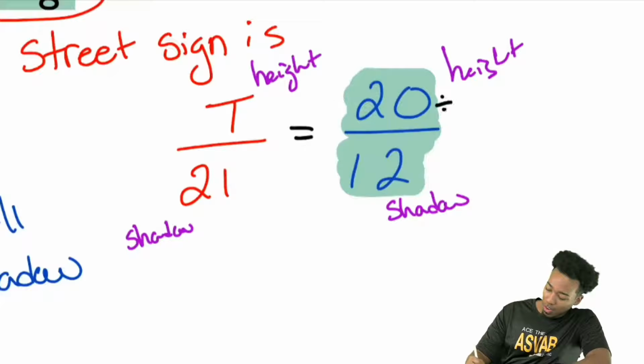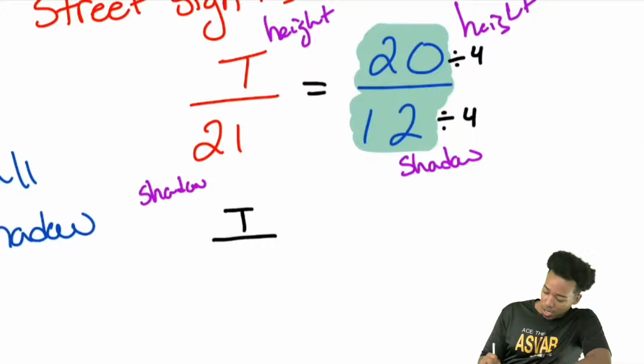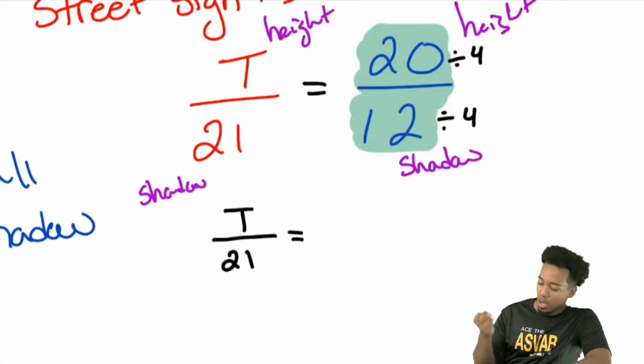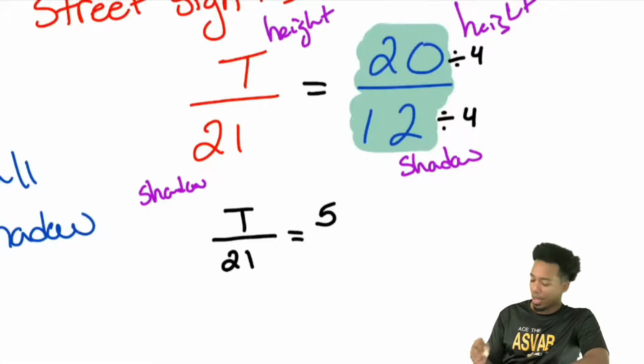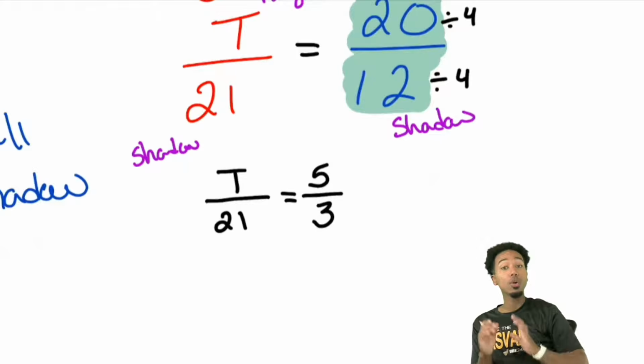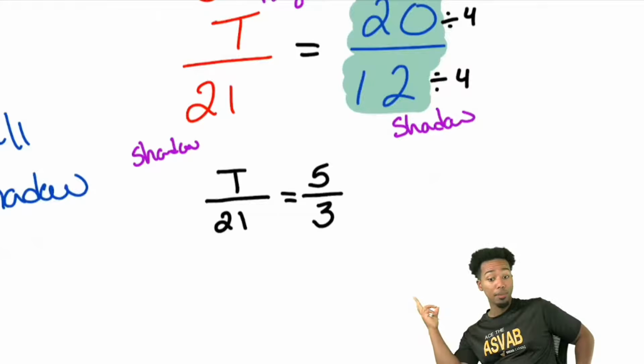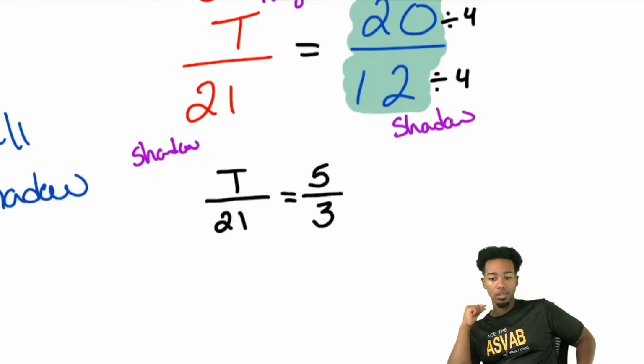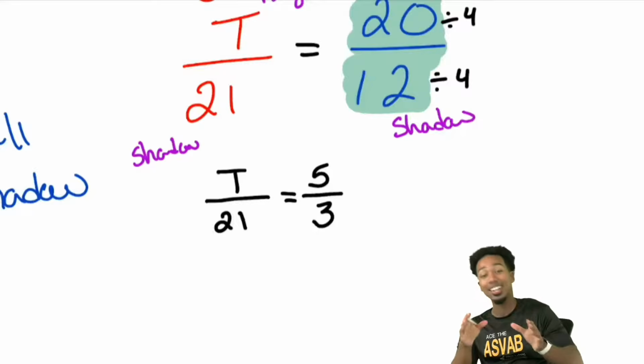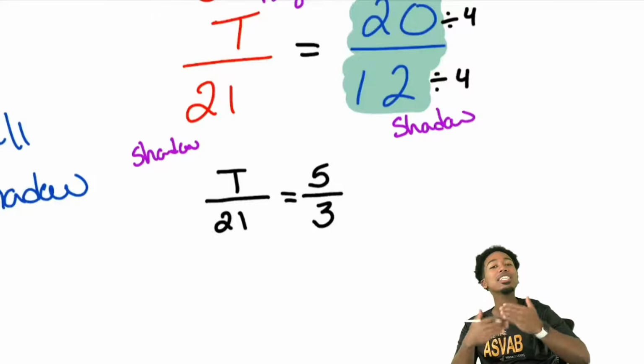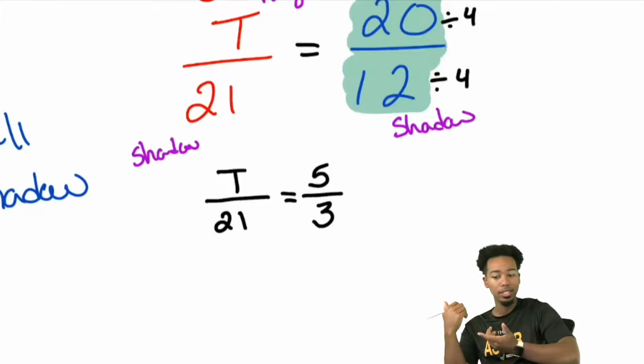So if I do 20 divided by 4, 12 divided by 4, what does that give us now? That'll be T over 21 equals, okay, 20 divided by 4, that's going to be 5. 12 divided by 4, that's going to be 3. Okay, everybody. First of all, if we were going to still cross multiply and divide, would that be a lot easier? 5 times 21 versus 20 times 21? Yeah, that's a lot easier, right? I hope we can see that is a ton easier. So you've already given yourself an easier opportunity on the ASVAB by doing that.